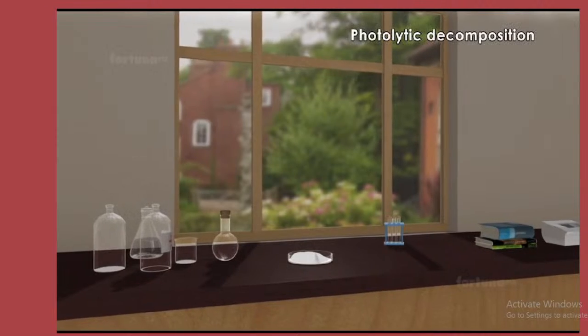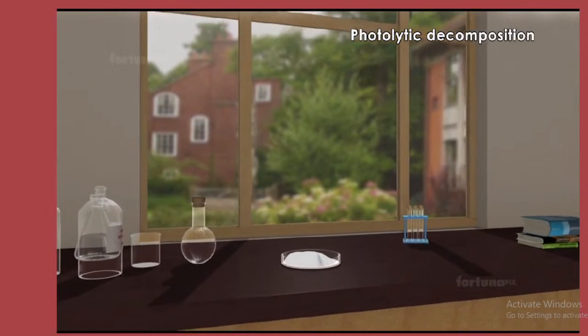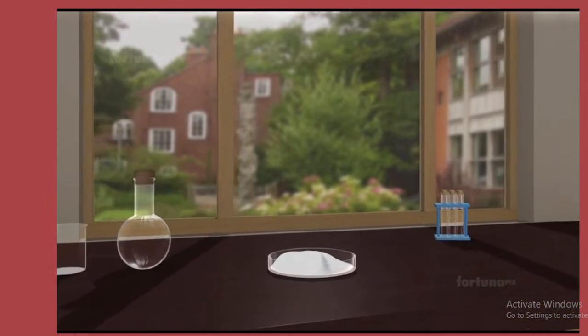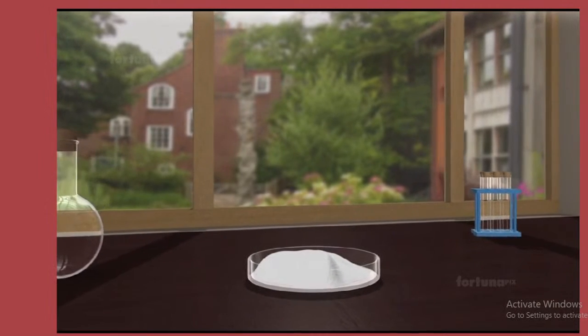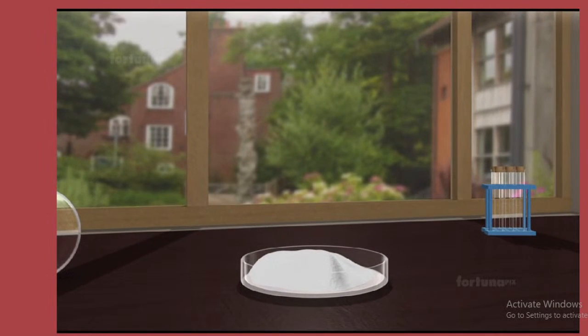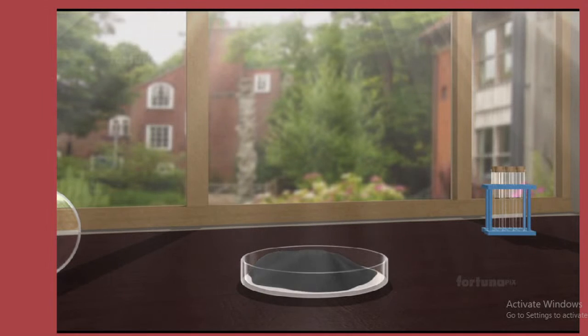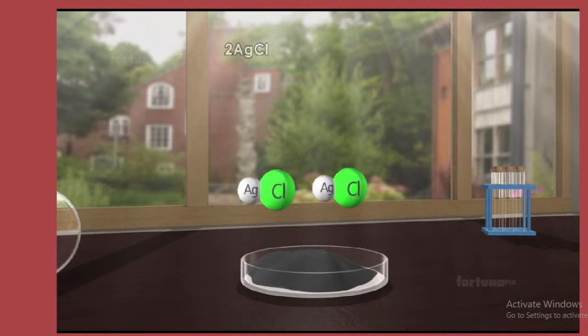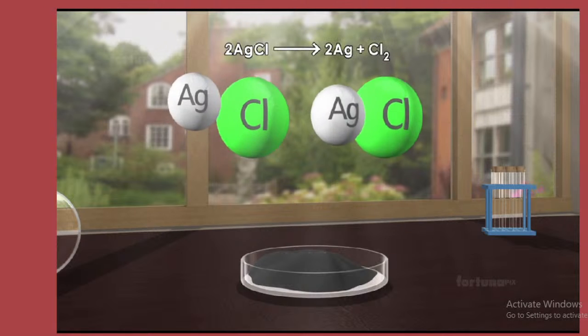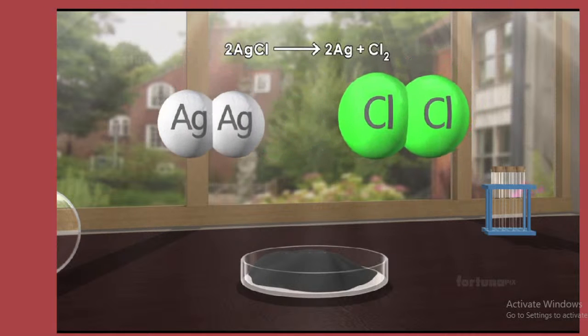And during a photolytic decomposition reaction, the energy to break down the substances is provided by light. When white silver chloride crystals in a petri dish are exposed to sunlight for an extended time, the crystals will gradually turn grey. In this instance, the sunlight is decomposing the silver chloride into silver and chlorine.